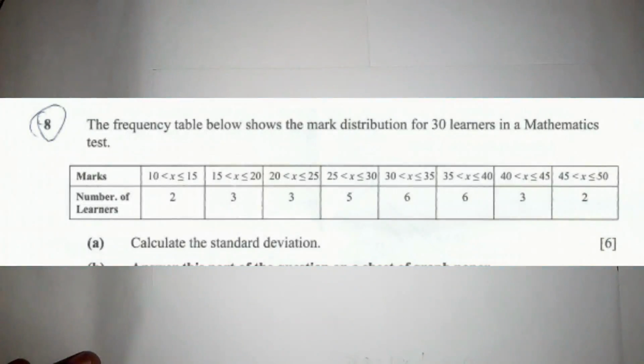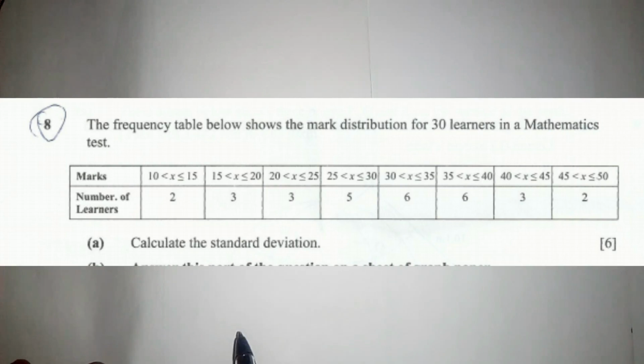So for question 8a, we have been asked to calculate the standard deviation. So for standard deviation, first thing we need to check, is this grouped data? Yes, it's grouped data because there is a range. You can see on the table there is a range which is from 10 to 15, 15 to 20, 20 to 25, 25 to 30, 30 to, and so on and so forth, on marks if you're able to see on top of the table. And this shows us that we are dealing with the grouped data.